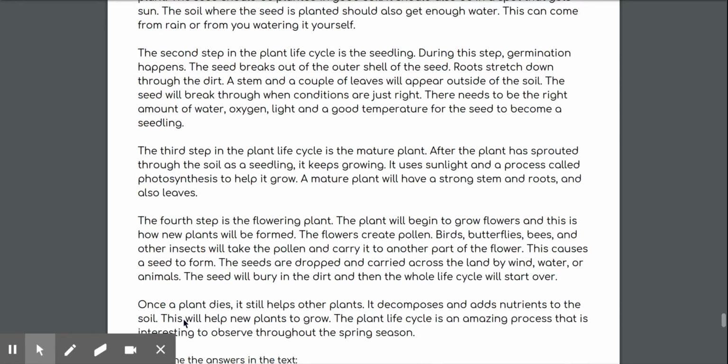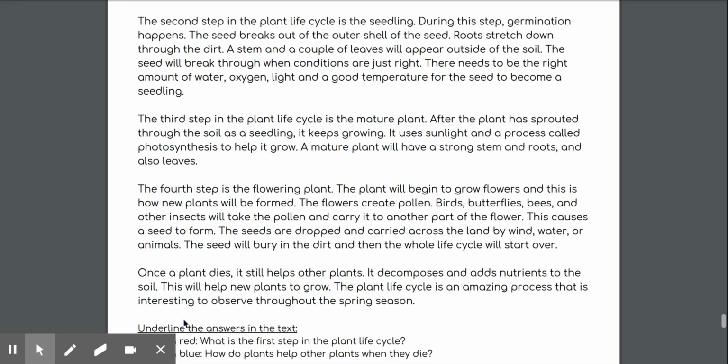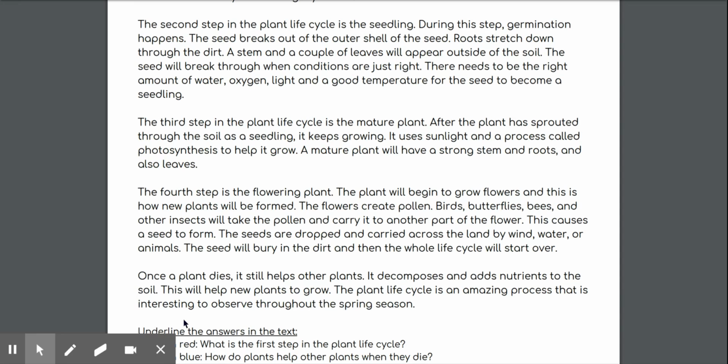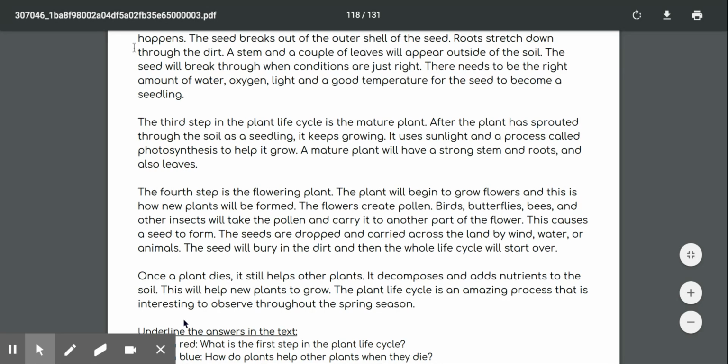The second step in the plant life cycle is the seedling. During this step, germination happens. The seed breaks out of the outer shell of the seed. Roots stretch down through the dirt. A stem and a couple of leaves will appear outside of the soil. The seed will break through when conditions are just right. There needs to be the right amount of water, oxygen, light, and a good temperature for the seed to become a seedling.